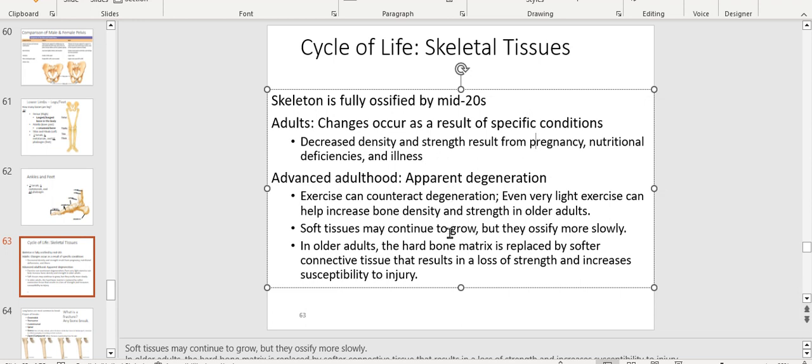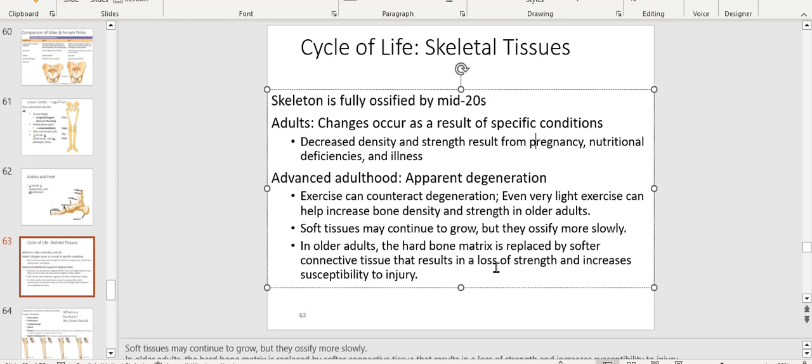And think about that. Advanced adulthood: this is getting on later in age, degeneration of the bone. How can we stop this? Exercise. As we said before, as long as you're exercising, your osteocytes will maintain your bone density. Outside of any disease like osteoporosis, generally exercise will maintain that bone density. Even very light exercise can help increase bone density and strength in older adults.